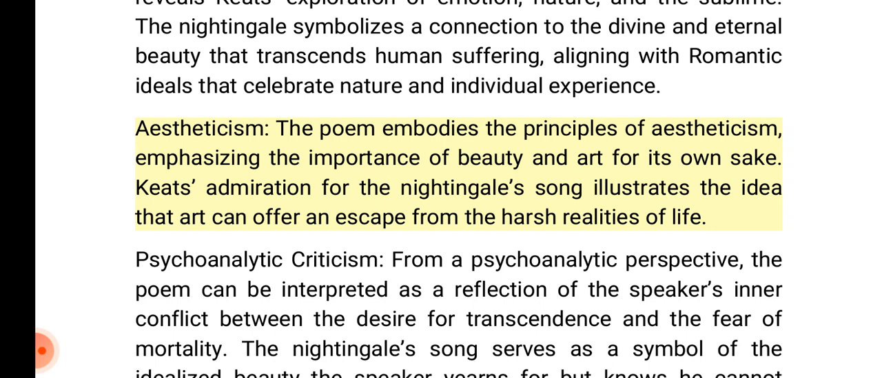Aestheticism. The poem embodies the principles of aestheticism, emphasizing the importance of beauty and art for its own sake. Keats' admiration for the nightingale's song illustrates the idea that art can offer an escape from the harsh realities of life.